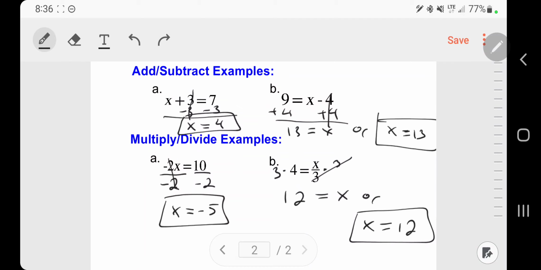All right, so those are some basic one-step equations. Again, you want to kind of identify what operation is happening to the x first, and then use the opposite or the inverse operation to go ahead and solve for your x and get it by itself.